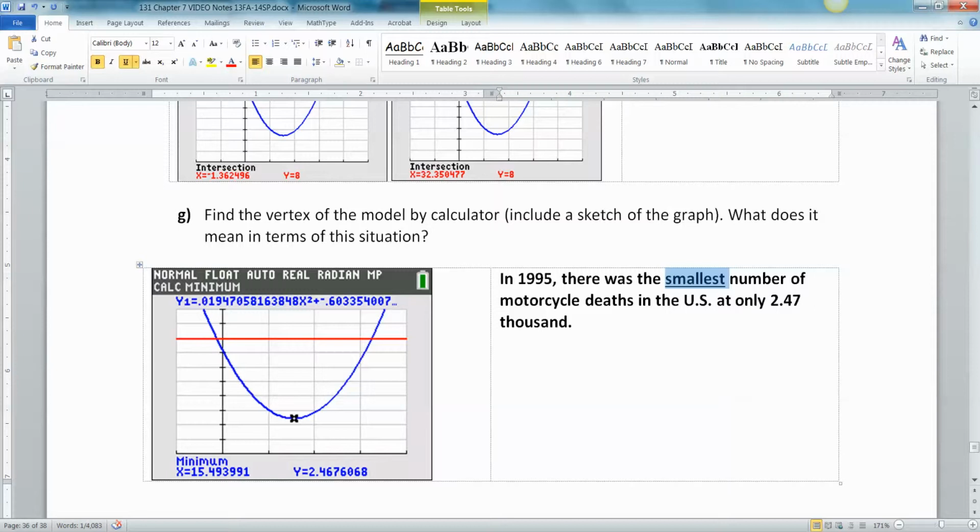Of course, if it was a parabola facing the other direction, you'd say it was the highest number. All right, we're all done with this problem.